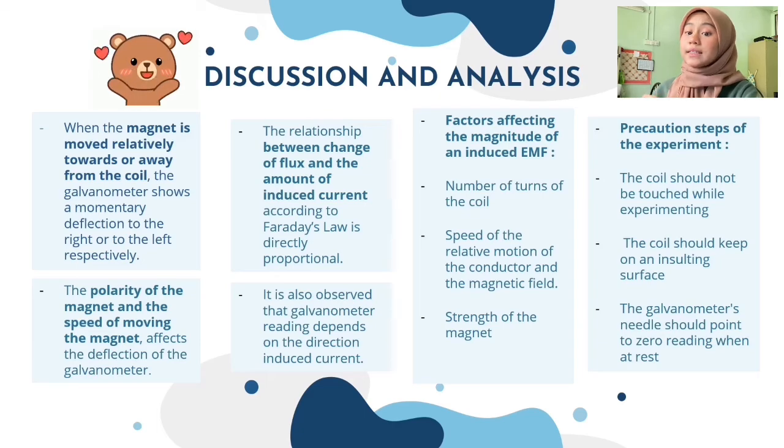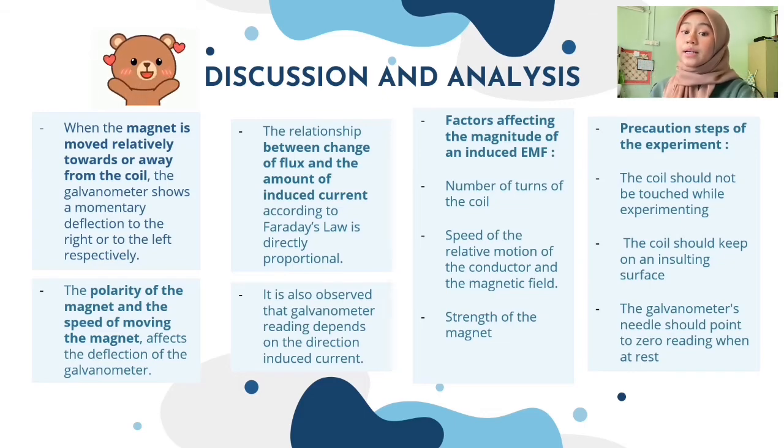Therefore, the factors that affect the experimental results are the number of coils and the movement of the magnet. Based on the experiment that we have carried out, the experimental result shows that when we change the polarity of the magnet, the deflection will change to the opposite pole.